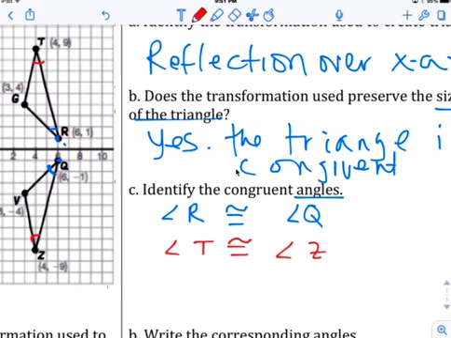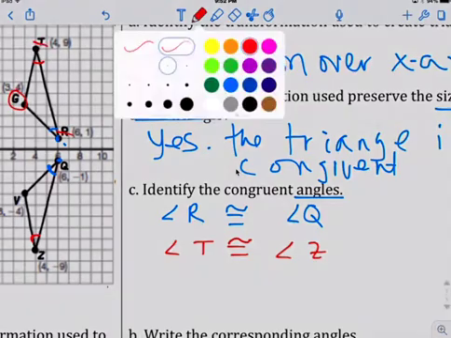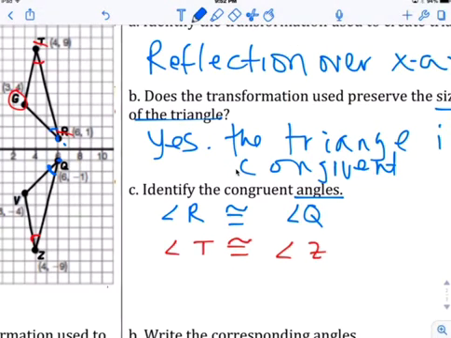Okay? And then the last angle, we got T, R, and we got G left. Angle G is congruent to angle V, this angle.